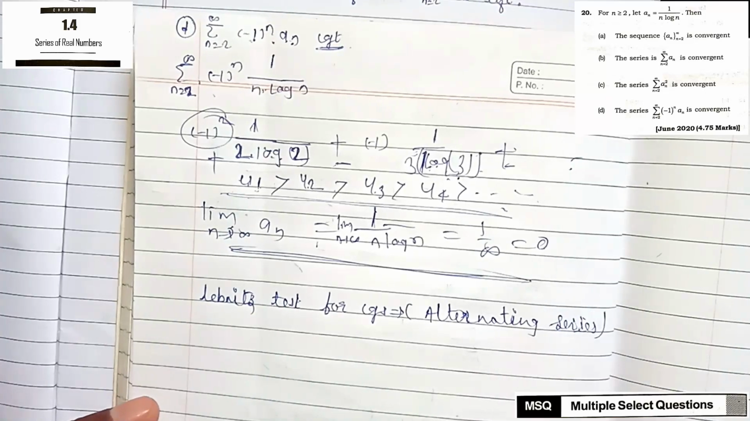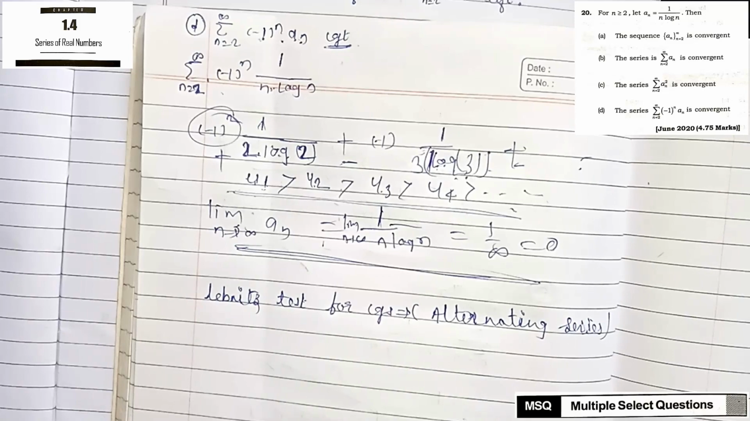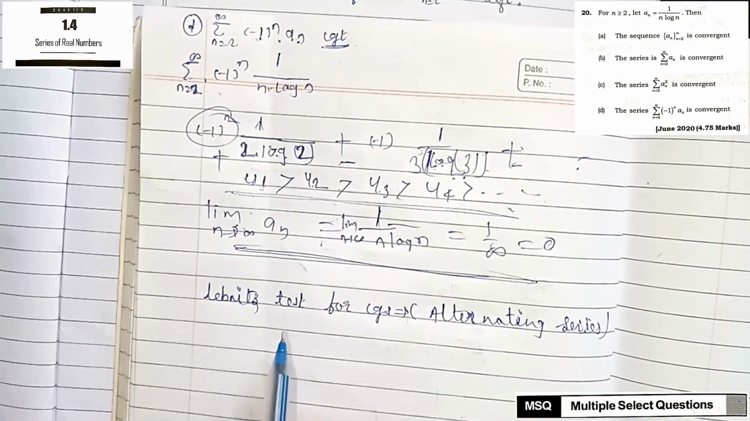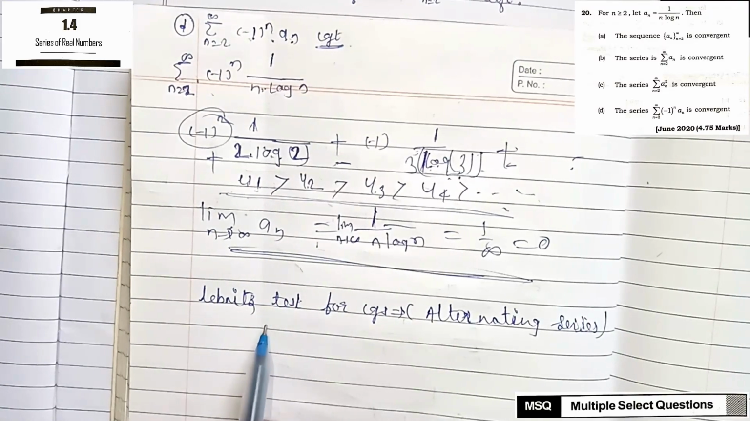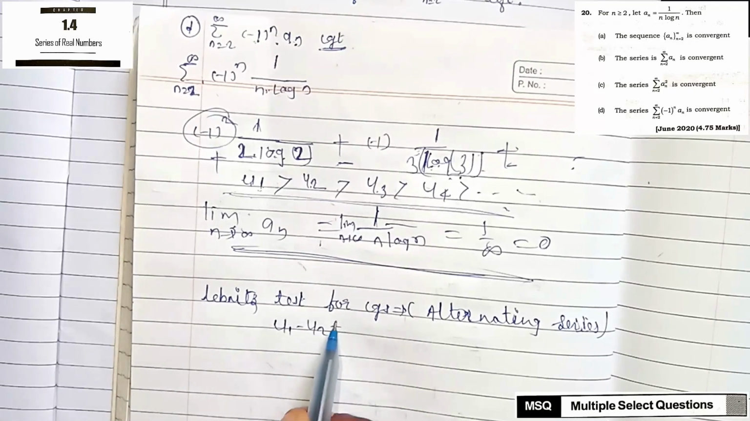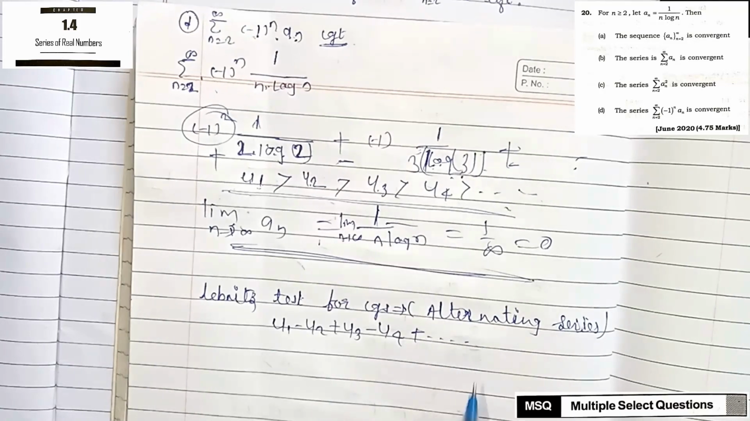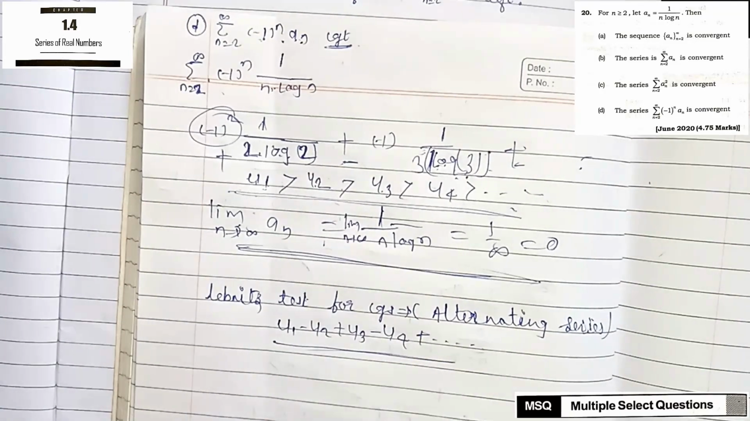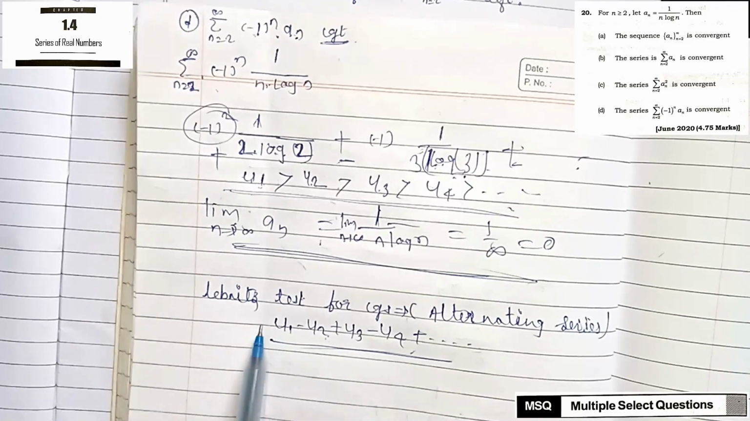What is meant by an alternating series? An alternating series means the first term is positive, the second term negative, the third term positive, the fourth term negative, like this. So the Leibniz test for alternating series says that we have a series like u1 minus u2 plus u3 minus u4 plus and so on, when we have the series this way, plus minus.